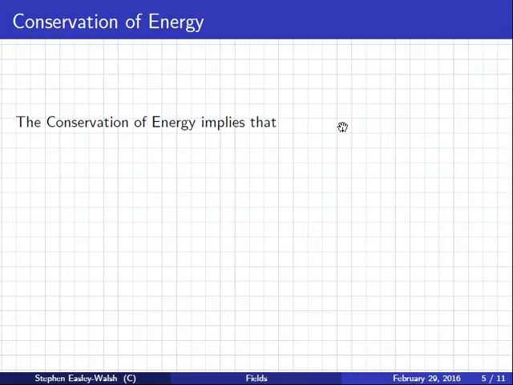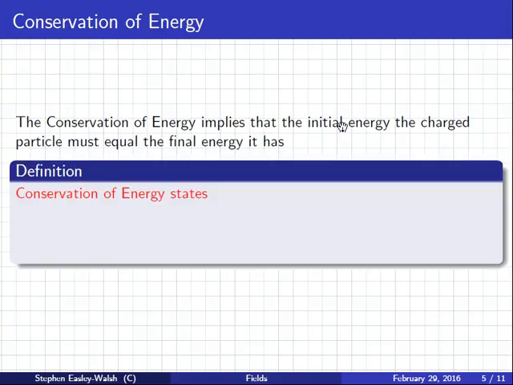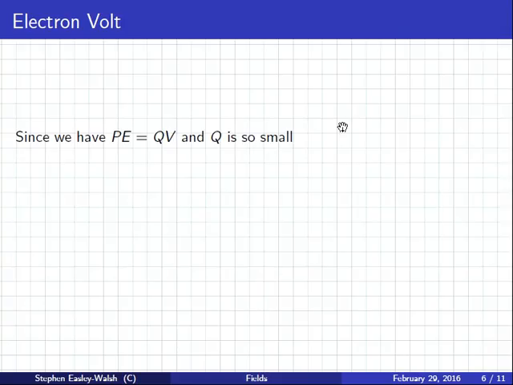So you know conservation of energy implies that the initial energy of the charged particle must equal the final energy it has. You don't have to write this down because this is a copy of the mechanics slide. The energy at the start equals the energy at the end, which means the kinetic plus potential at the start equals the kinetic plus the potential at the end. Since we have PE equals QV and Q is so small, we often use a different unit to measure energy.